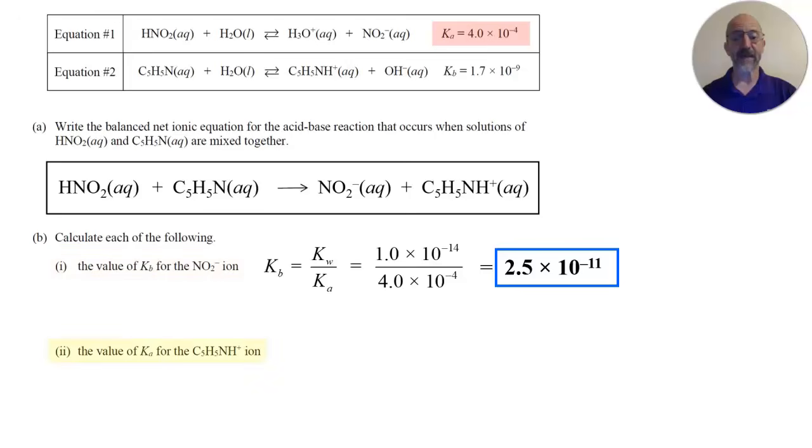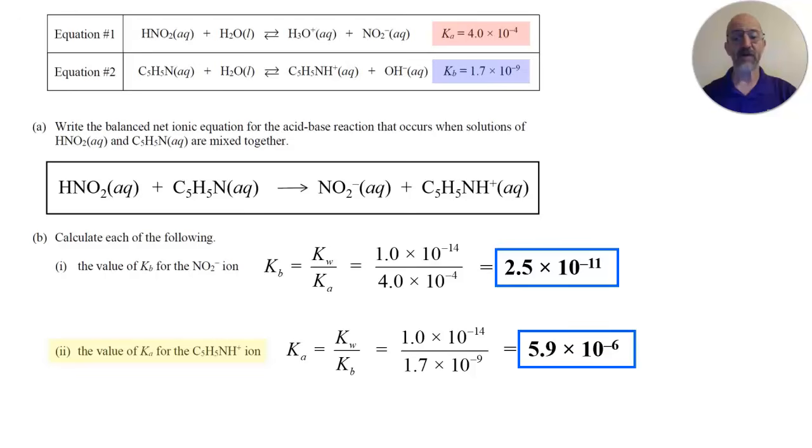It will be Ka is equal to Kw divided by Kb. So it's 1 times 10 to the negative 14 divided by 1.7 times 10 to the negative 9. And so when I do that math, I get 5.9 times 10 to the negative 6. That is the value of Ka for the pyridinium ion.